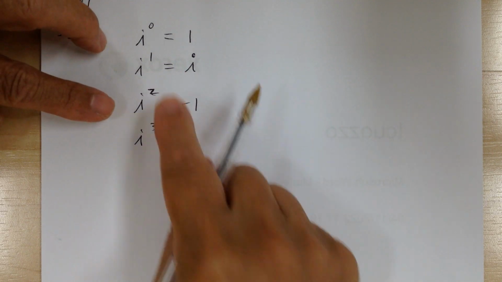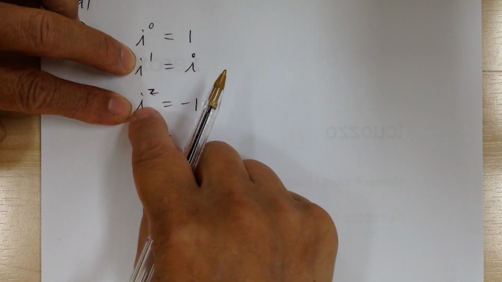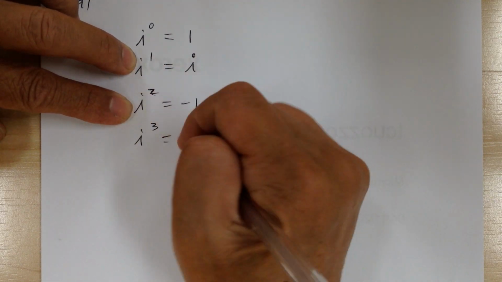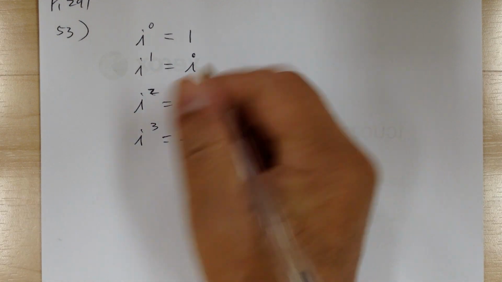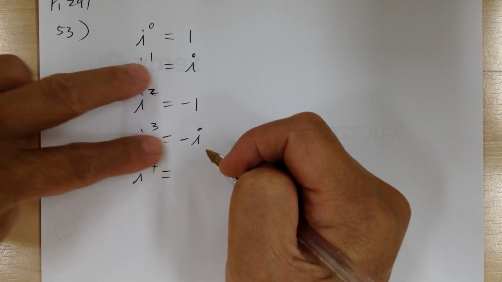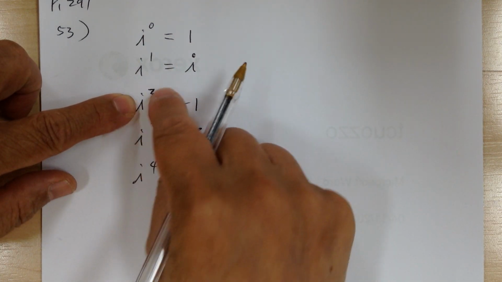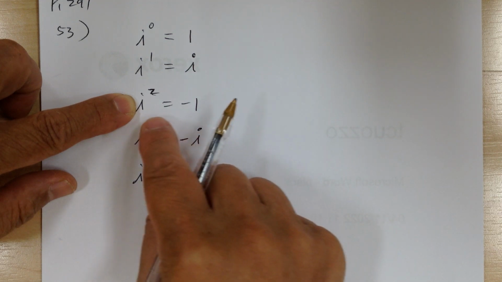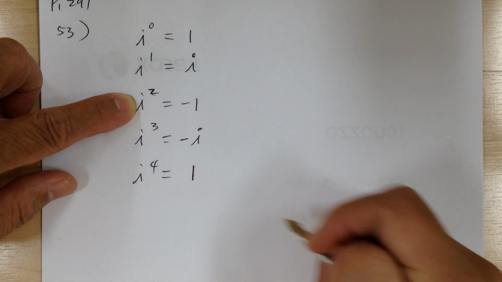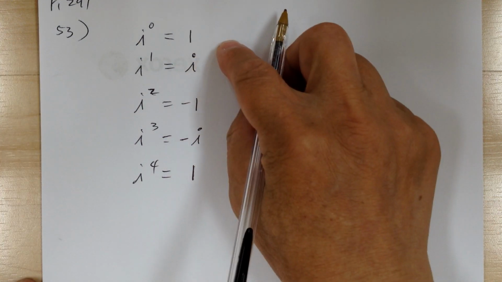is equal to what? i cubed is equal to this times this, right? i to the 1 times i to the 2 will give you i to the 3. So this times this will give you negative i. Then you go to i to the 4. i to the 4 would be these two together, or you can square this one, right? So i squared times i squared gives you i to the 4, which is negative 1 times negative 1, which gives you 1. Okay? And notice you start to repeat the pattern, right?